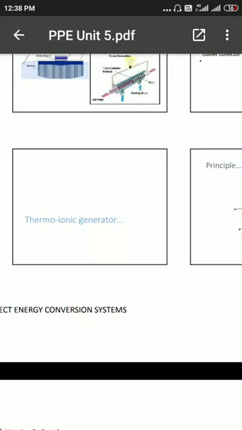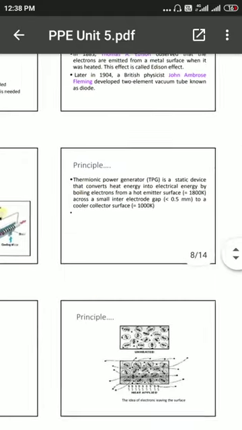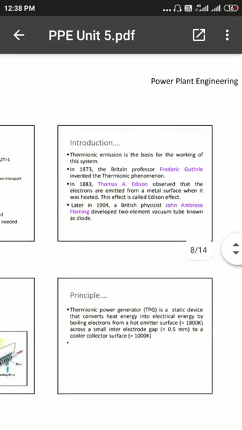Hello everybody. Today we will study the thermionic generator. This is a type of direct energy converter system in solar energy, which means we are utilizing solar energy for direct conversion to electrical energy.